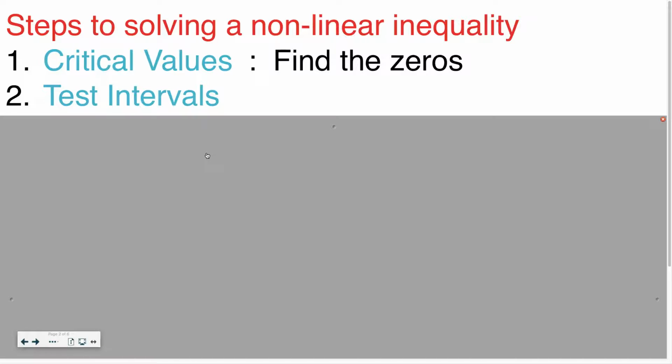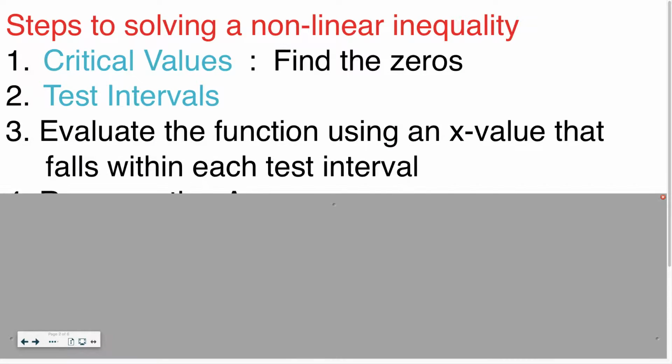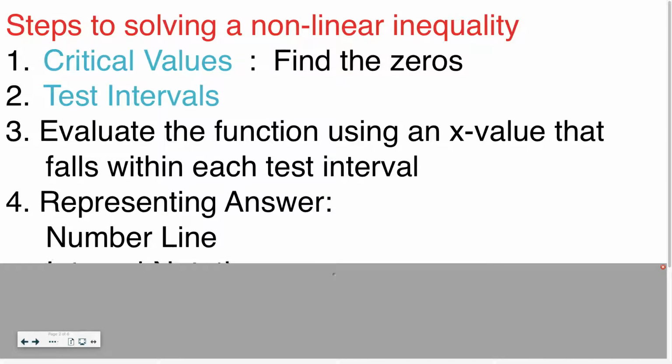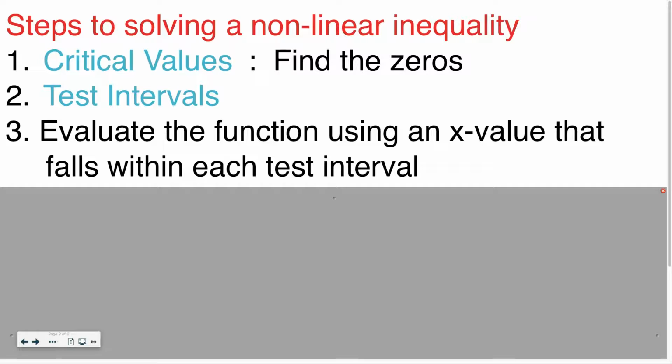And I'll show you what I mean by that. This is what I mean by that. Okay, sorry, I forgot I had this up here. When we test an interval, we're literally just going to put an x value into our function in between our x-intercepts to see whether it's above or below the x-axis. Okay. And then from there, we'll be able to represent our answer, and we're going to do that in a couple different ways.